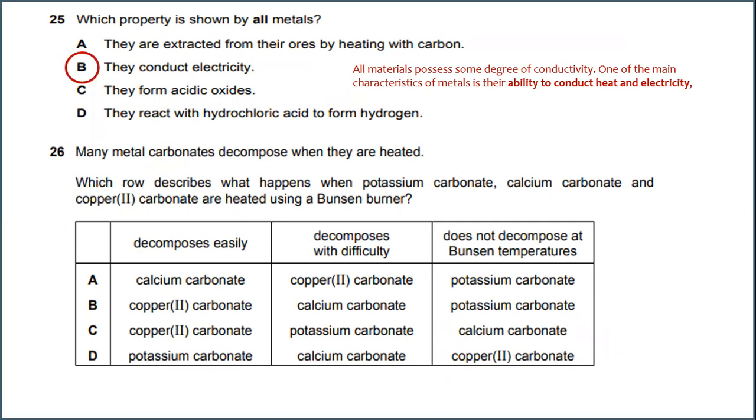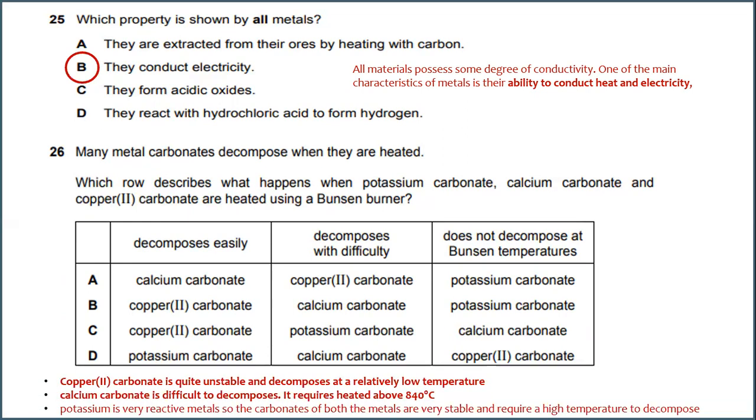Many metal carbonates decompose when they are heated. Which row describes what happens when potassium carbonate, calcium carbonate, and copper(II) carbonate are heated using a Bunsen burner? So, let's look into the properties of each of the items. Copper(II) carbonate is quite unstable and decomposes at relatively low temperature. That means it decomposes very easily. So the first column, decomposes easily, is copper(II) carbonate.